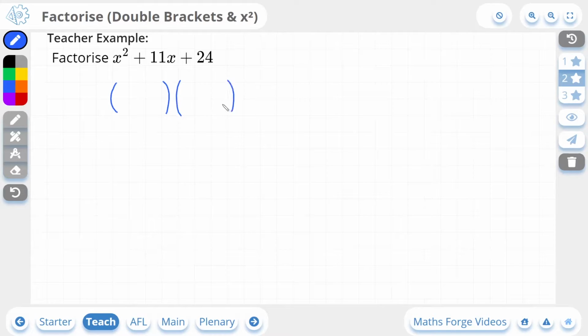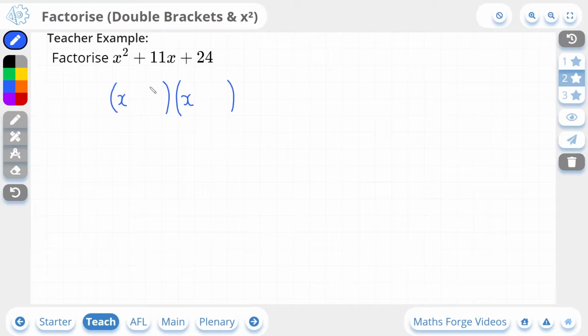Now, I'm going to show you what goes in each of these brackets. Since this is just a simple x squared quadratic, so that means there's no number in front of the x squared, the first 2 terms are always going to be x and x. So if you think about expanding brackets, x multiplied by x, which is the first step that you do, will lead us to x squared.